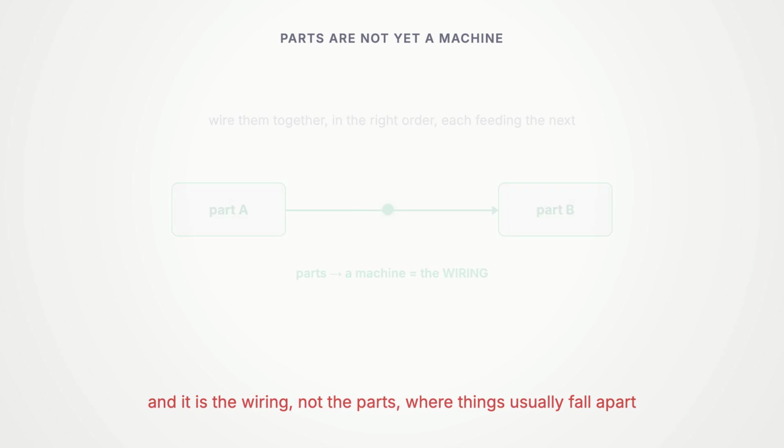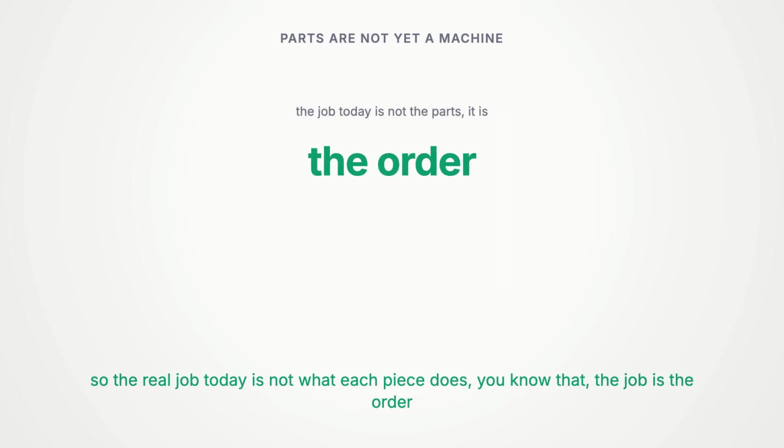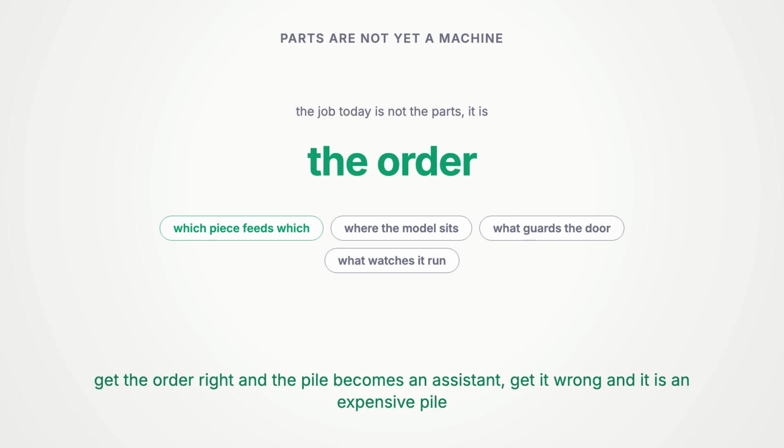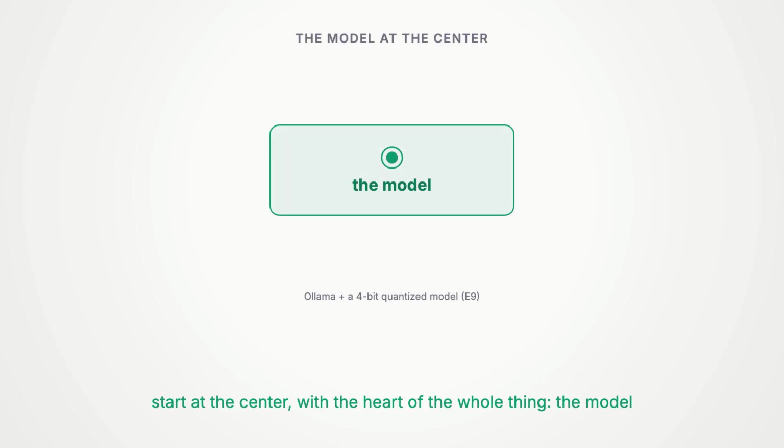So that is the real job today. Not what each piece does, you already know that. The job is the order, which piece feeds which. Where the model sits, what reaches it first, what guards the door, and what watches the whole thing run. Get the order right and the pile becomes an assistant. Get it wrong and you have a very expensive pile. So let us wire it in order and watch one question travel all the way through.